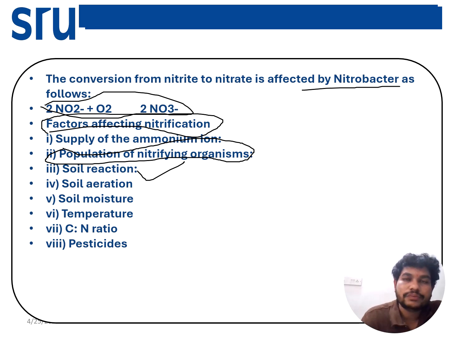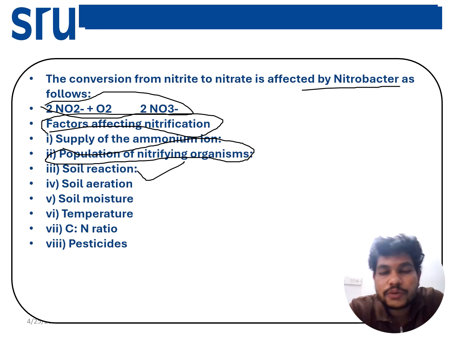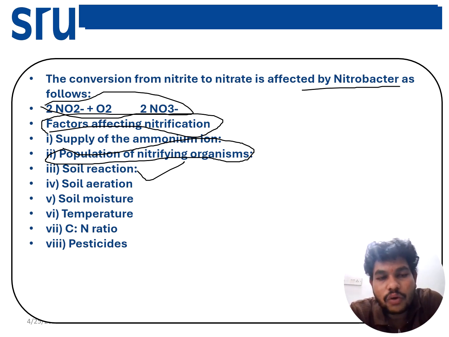Then the C:N ratio. A higher C:N ratio will reduce nitrification, because with a higher C:N ratio, the NH4 present through the mineralization, that one microbes will take for growth and development purposes. So the quantity of NH4 will get reduced and the nitrification rate will also be reduced.